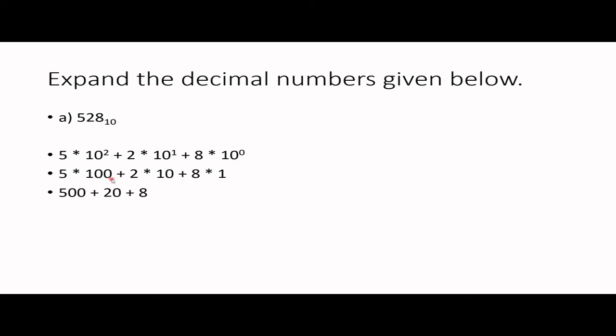Hope you know these place values. 10 to the power 2 is 100, this is 10, this is 1. So 5 into 100, you have 500. 2 into 10, you have 20. And 8 into 1, you have 8. If you add all these three, 500 plus 20 plus 8, then you get this number. That's how this number is created in the decimal number system. Next one.